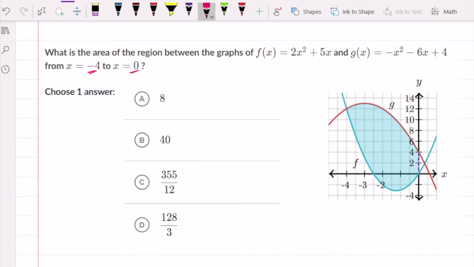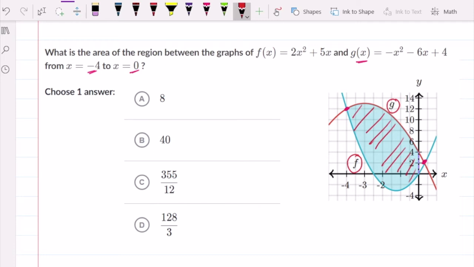So if you look from x equal to negative 4 up to x equal 0, you will notice that the function g of x is above the function f of x all over that interval. The function g of x is above the function f of x all over that interval, and the area is totally enclosed by both curves on that interval.